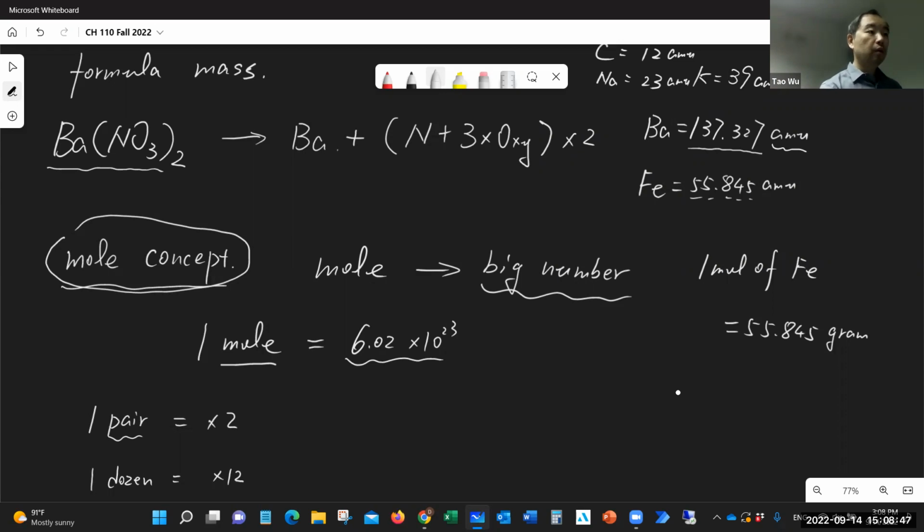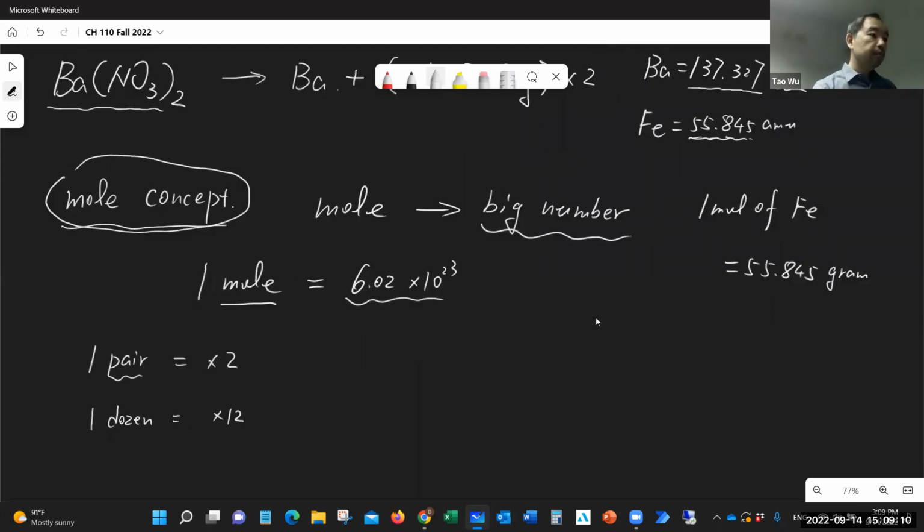But just to let you know, the number underneath each of the elements in your periodic table has the unit AMU, and this refers to one single atom. But it also tells us that if we have 1 mole of this atom, it is this same number in gram. That is cool, right?